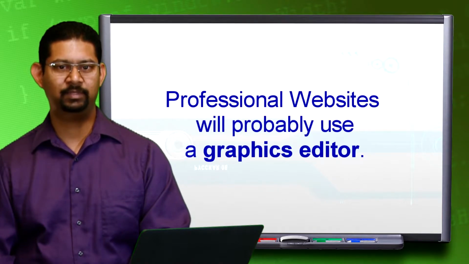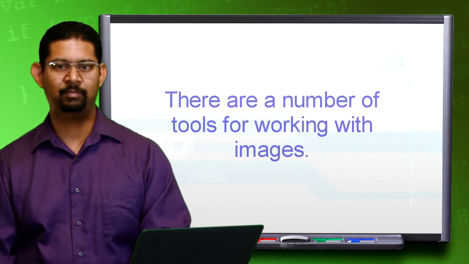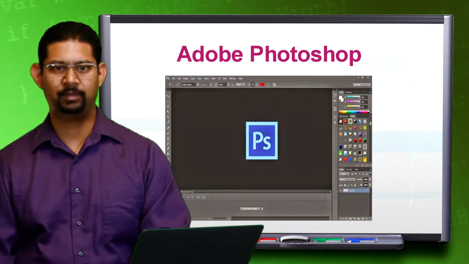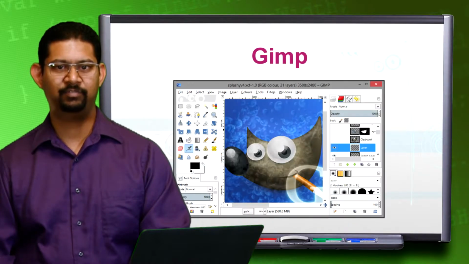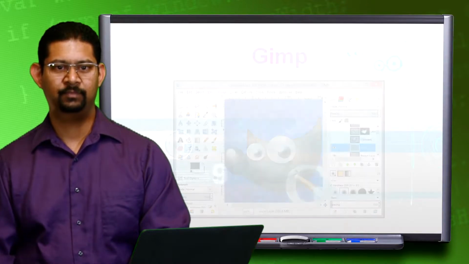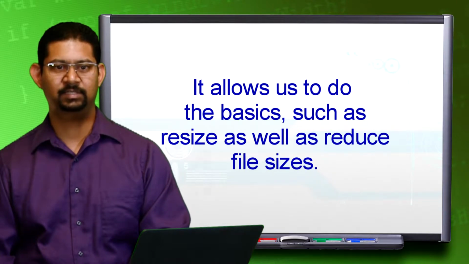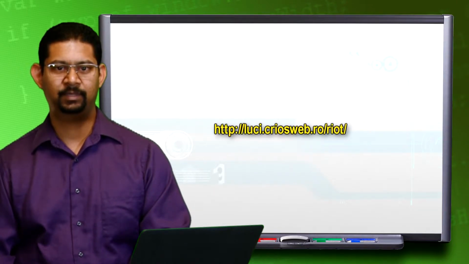Professional websites will probably use a graphics editor. There are a number of tools for working with images. Adobe Photoshop is probably the most popular. Some web designers use it exclusively for designing entire sites. GIMP is a free software that also provides a number of features similar to Photoshop. For this class, I'm going to demonstrate RIOT, which stands for Radical Image Optimization Tool. It allows us to do the basics, such as resize as well as reduce file sizes. Here's the RIOT website.